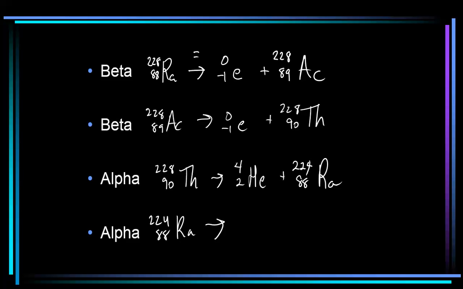Spencer. 4, 2. What plus 4 is 224? What plus 2 is 88? Who is number 86? Radon! 220, 86, radon. Alpha decay again.